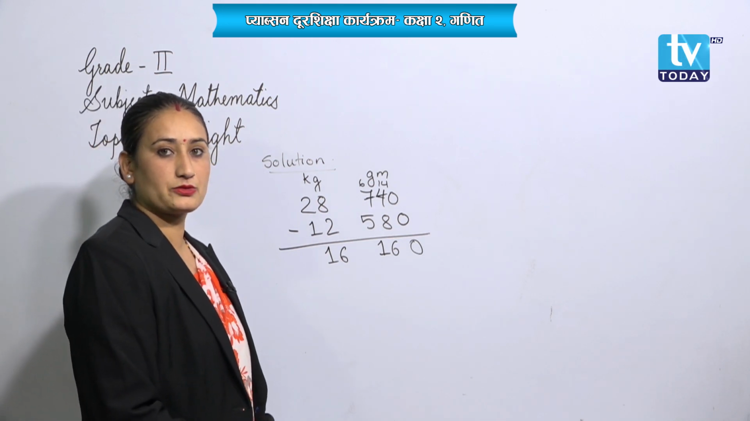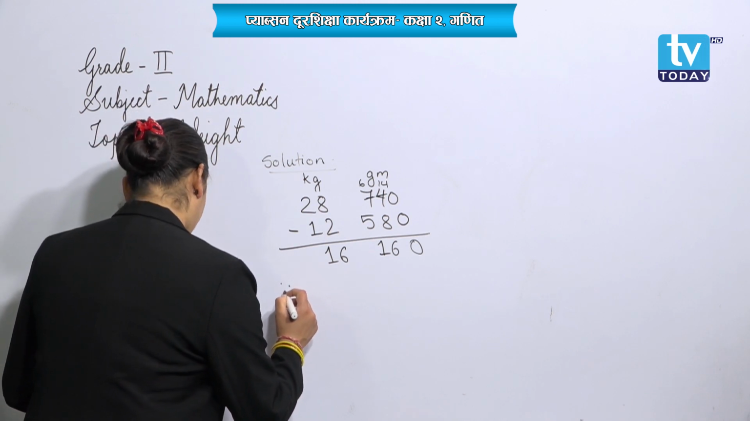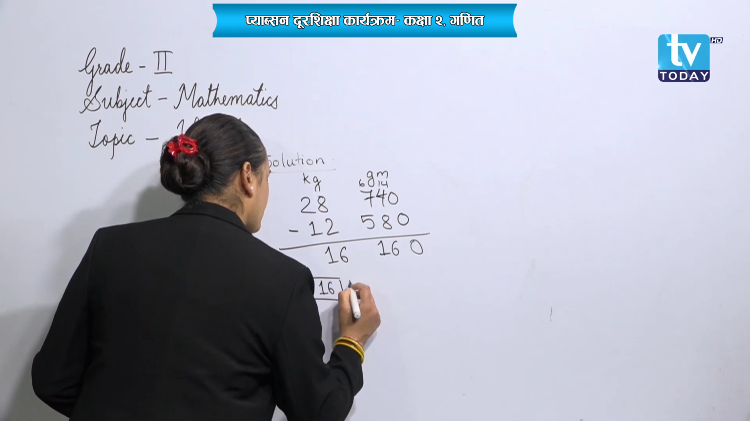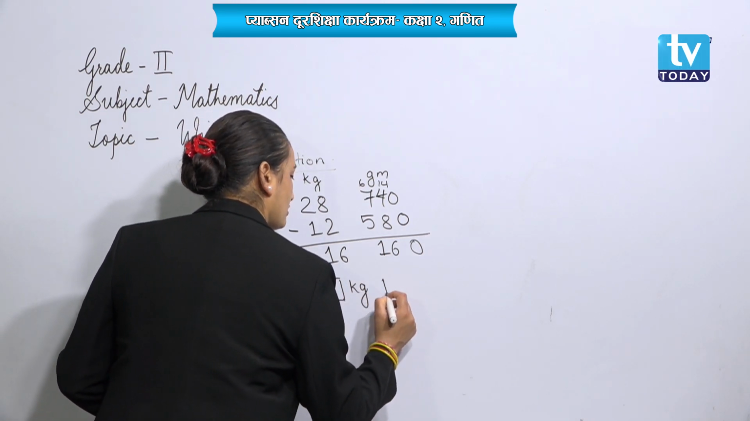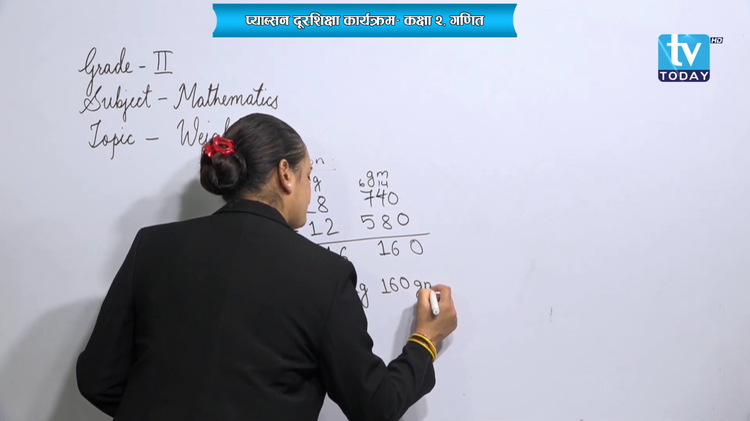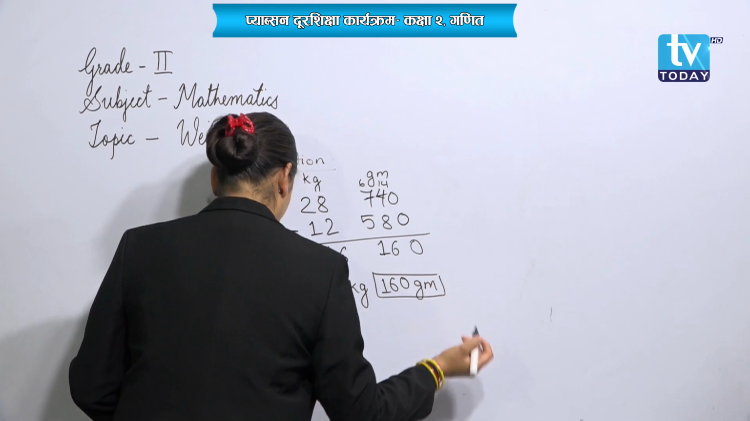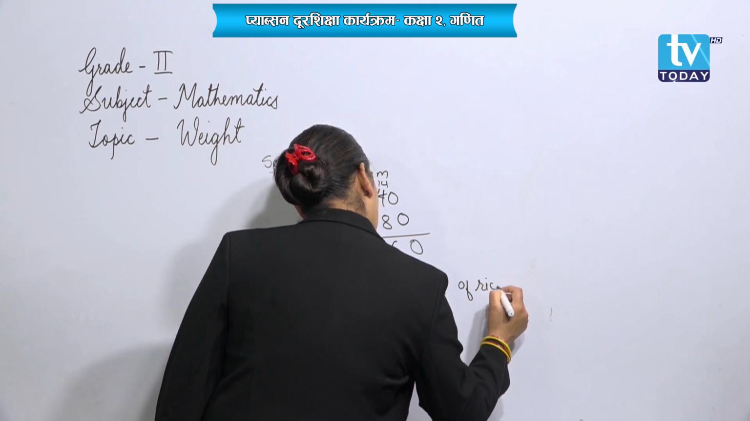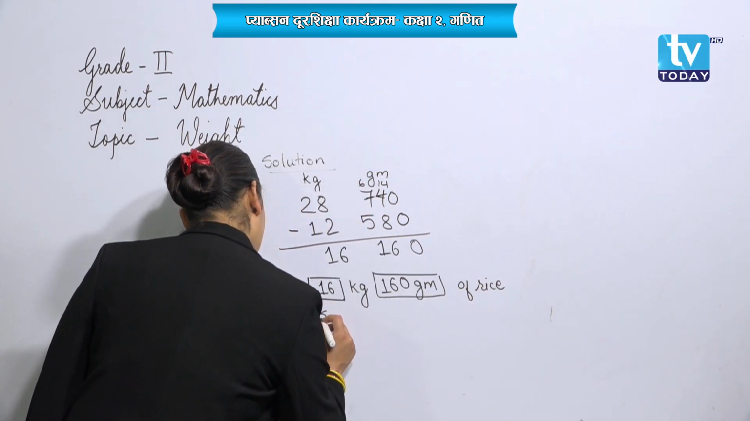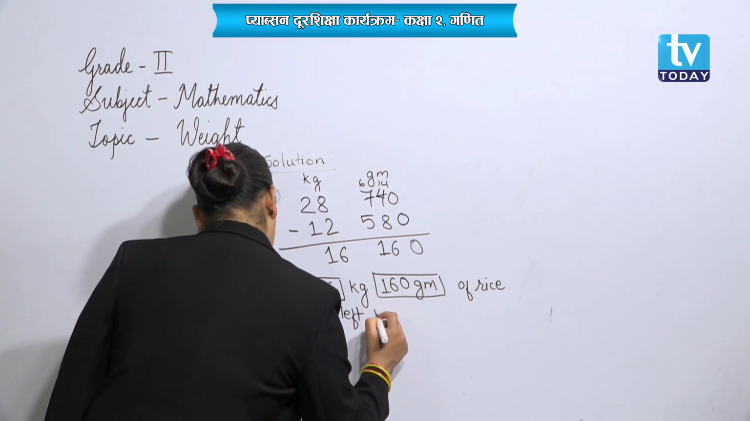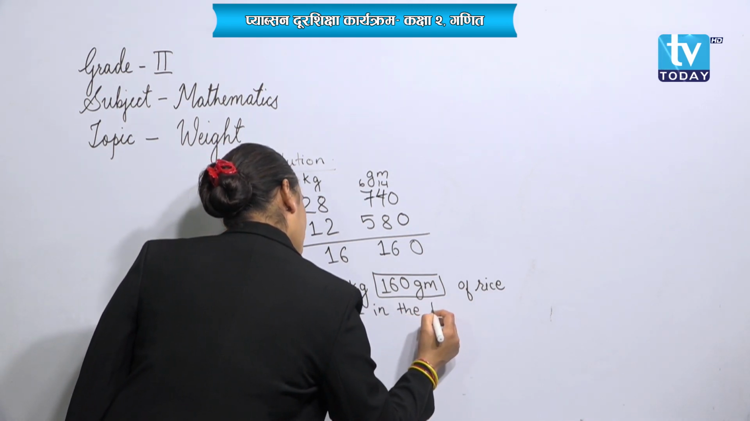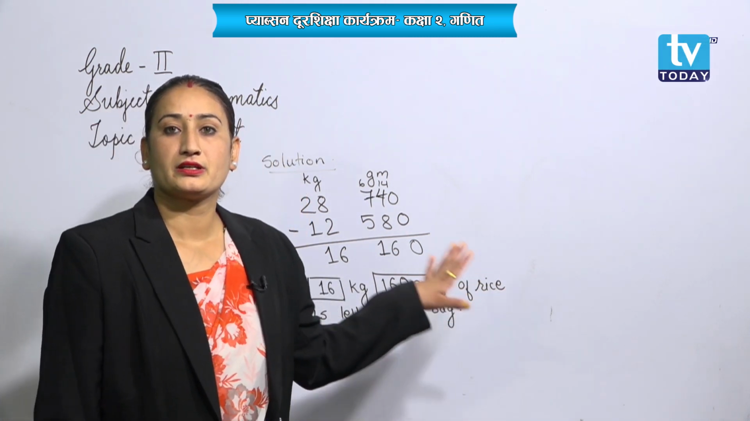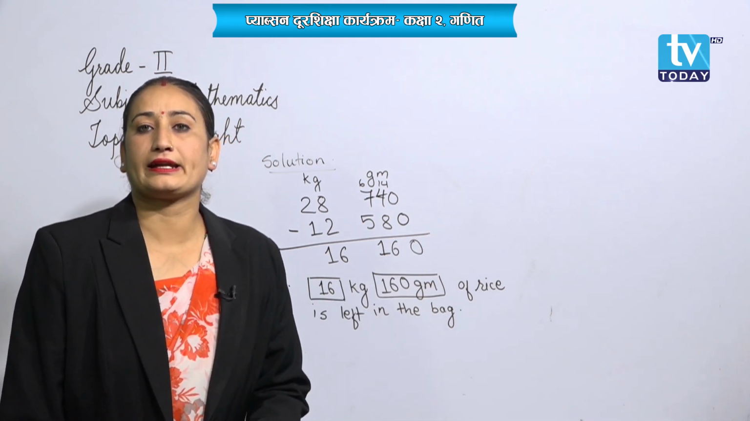So, shall we write it like this way? Therefore, write down. Therefore, 16 kg, inside that box you can write it, okay? 16 kg 160 gram of rice is left in the bag, or we can write in that sack. Done? So write like this way, you can write down the answers.